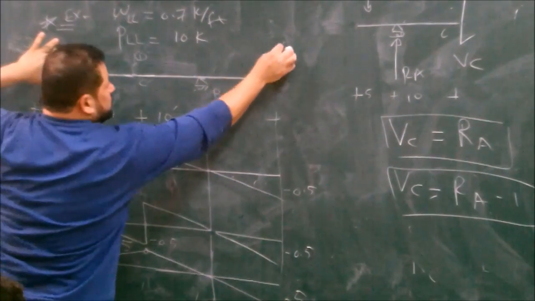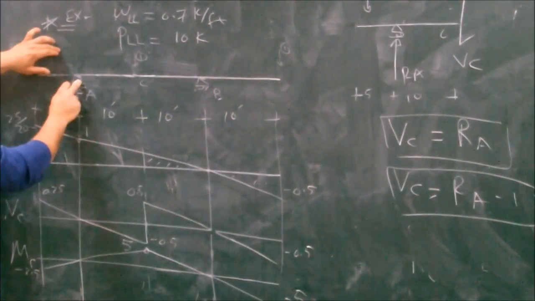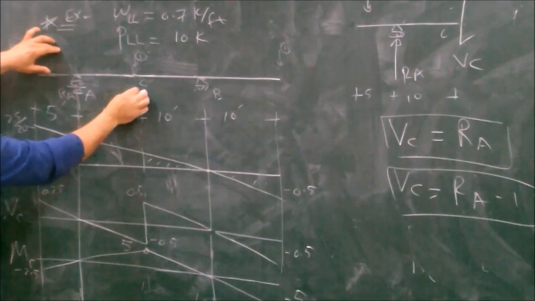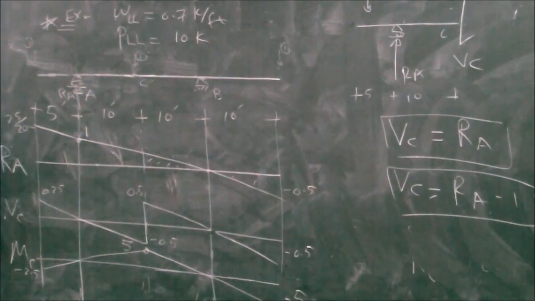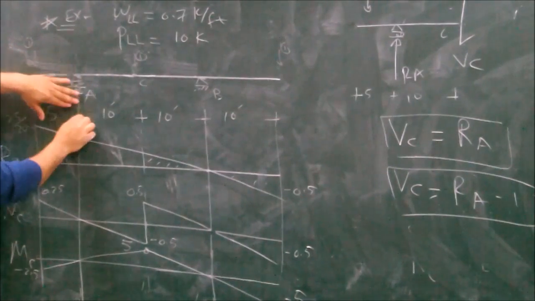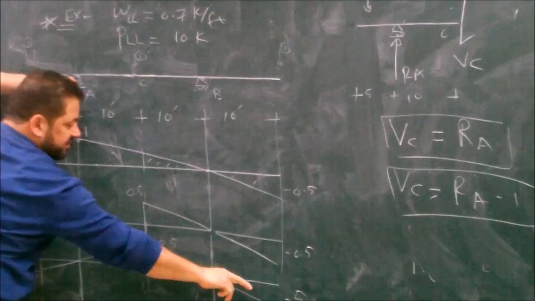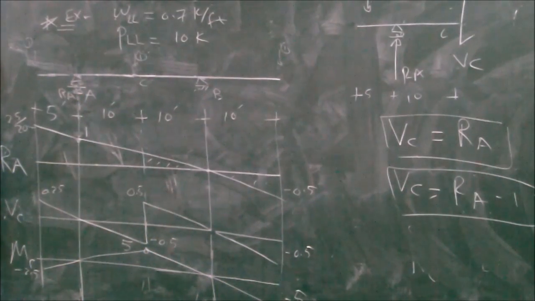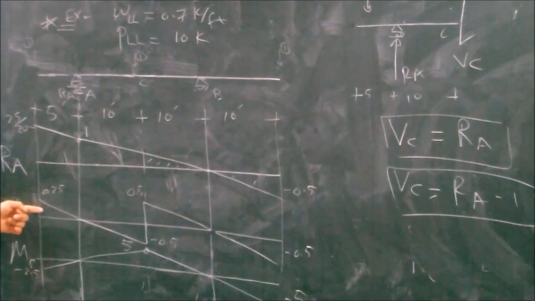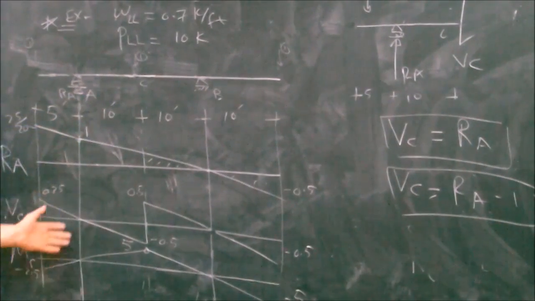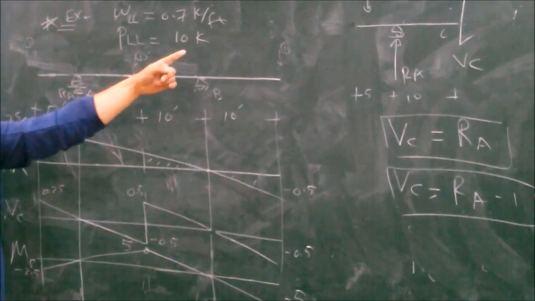Again, you can come here and put 1 here. So how much is the reaction here? 0.5. So the reaction will be down 0.5. So the moment here will be 0.5 times 10, negative 5. These are the influence lines for the reaction at A, for the shear at C, and for the moment at C. Now, what's the question?